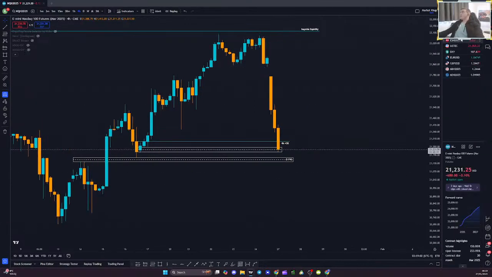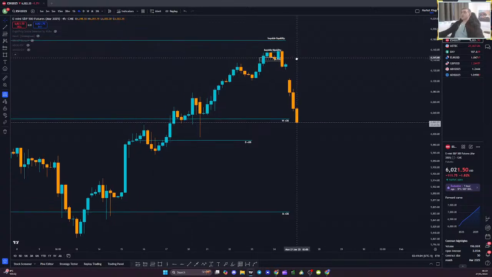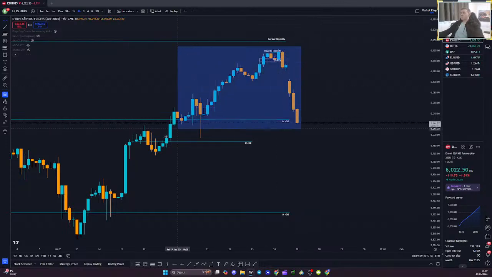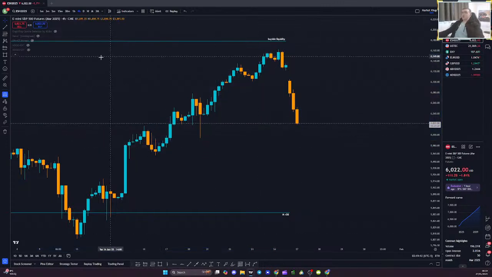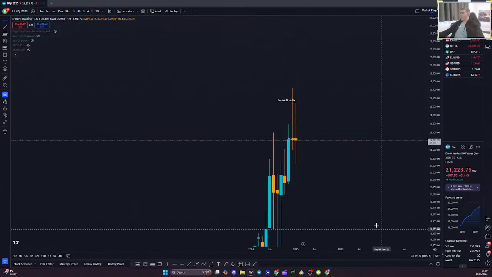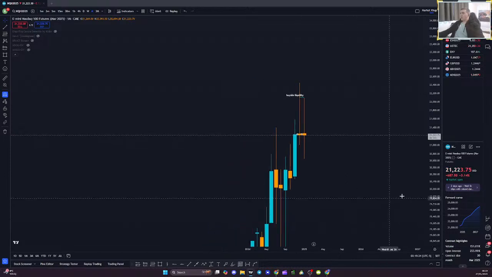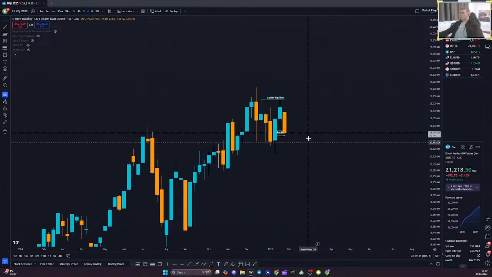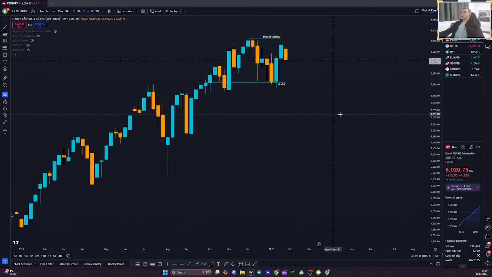Okay, let's look at ES now. ES, pretty much same thing. Actually, let's look at the monthly as well on Nasdaq, because we are coming towards the end of the month. Not much on the monthly, to be honest. Same on the weekly. Okay, let's look at ES.